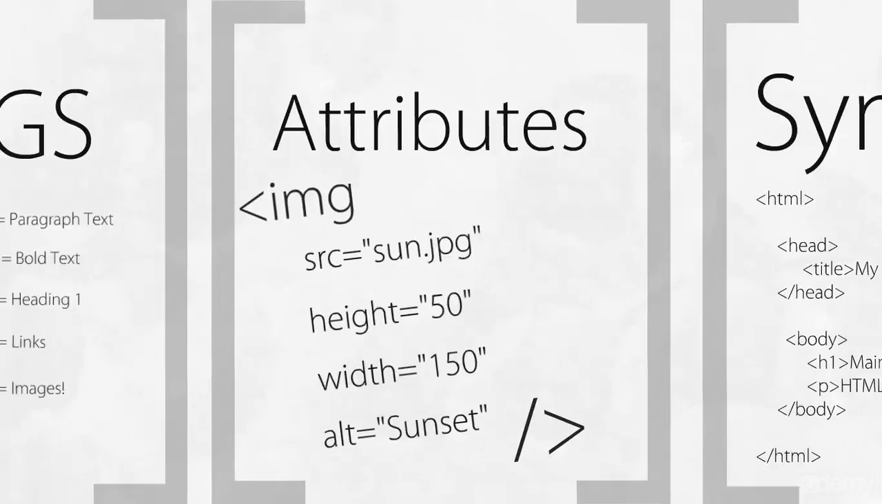So the image tag needs some help, doesn't it? Oh yeah, definitely. For example, if you have height and width, it stops your website jumping around. So having a height and width for your images is very good. The source, SRC, is just where the image is. But what do you think alt is? Alt is a short description of your image. Very good.